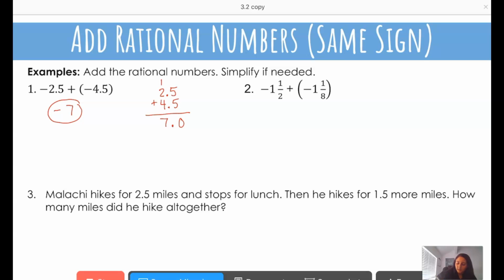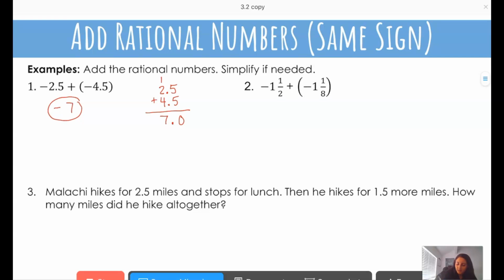All right. Number 2, we have negative 1.5 plus negative 1 1/8. It's a negative plus a negative. The signs are the same, so I'm going to add and keep the sign. So my answer will be negative, and I'm going to add my numbers. So 1 1/2 plus 1 1/8. I need a common denominator, so 2 and 8 have 8 in common, so I'm going to make my denominator 8. So 8 times 1 is 8, so then 1 times 1 is 1, so that stays 1/8. To get from 2 to 8, I need to multiply by 4. So whatever I do to the denominator, I'm going to do to the numerator to keep it an equal or equivalent fraction. So 1 times 4 is 4.